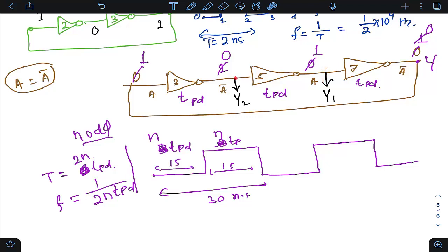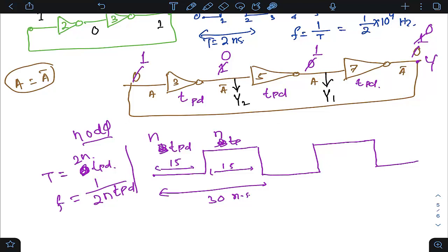What about this point? Again, same story. If it is 1, after how much time is it 0? This 1 is processed by this gate and this gate, so it is 0 then. So again the delay of this and this: 5 plus 7 plus 3, 15 nanosecond. So it doesn't matter whether I take the output from the last point or any point in the circuit, first point, last point, middle point, anywhere. The output frequency or the period will always be the same.